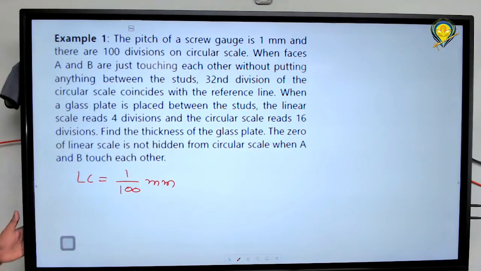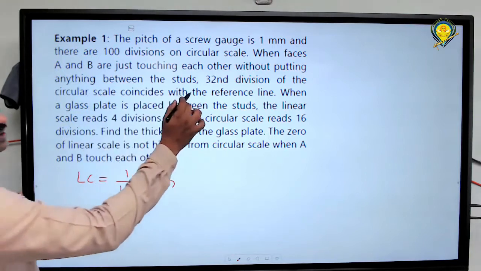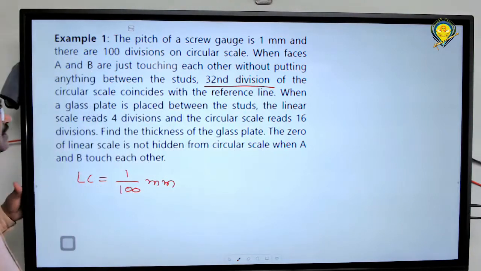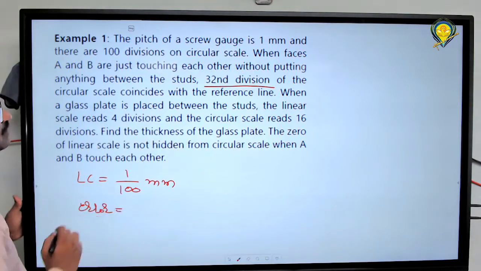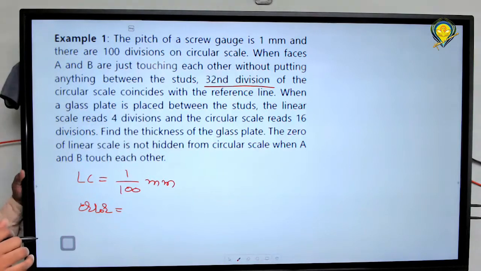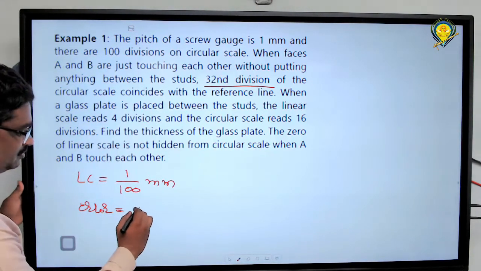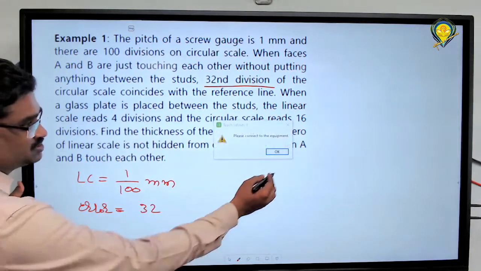When faces A and B are just touching each other without putting anything between the studs, the 32 division of the circular scale coincides with the reference line. So error is how much? 32. Error is how many divisions? 100 divisions are there. So that below 50, that is directly you can take that one as error. So 32. Positive error.